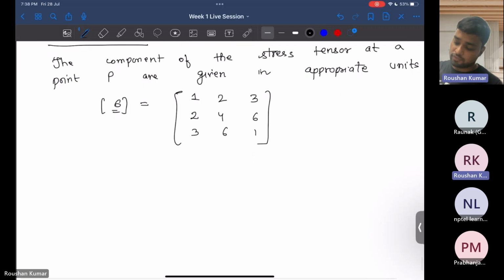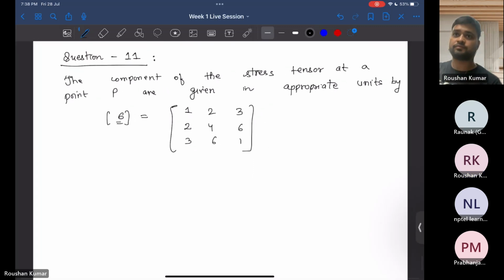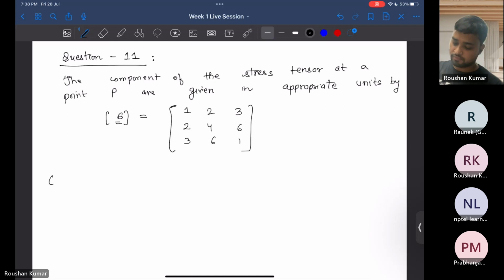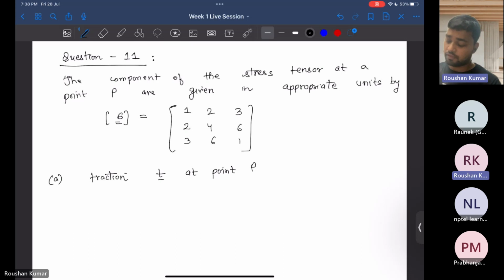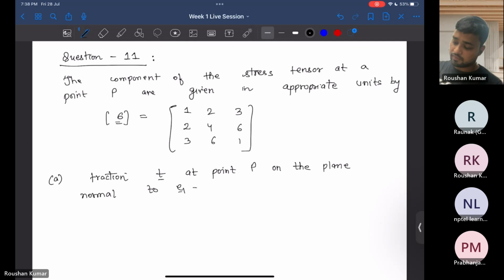Okay. So here the first question is: the traction T at point P on the plane normal to the E1 axis. So here we have to find the traction T at point P on the plane which is normal to the E1 axis. That means that the plane normal is along the E1 axis. So what is the traction? We have to find that traction value.